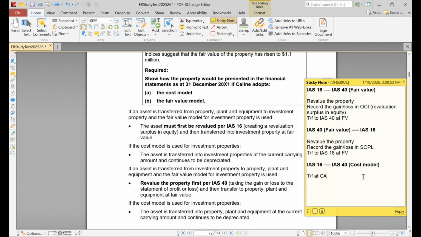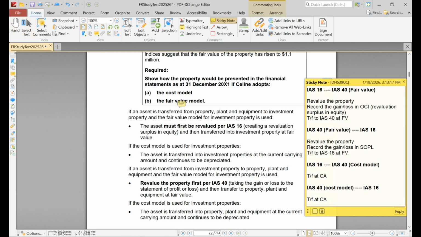And similarly, if it's a reverse case, that is, if you're transferring from investment property to property, plant, and equipment, again you would transfer it at carrying amount. So if it's from IAS 40 cost model to IAS 16, again transfer at carrying amount. Okay, this is pretty straightforward.